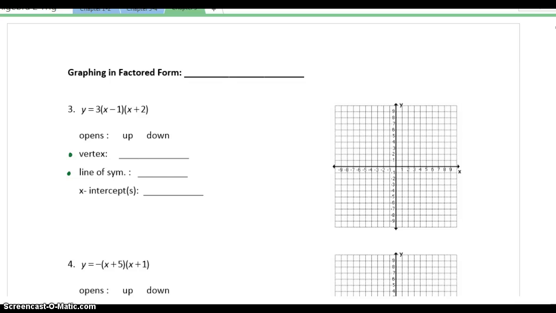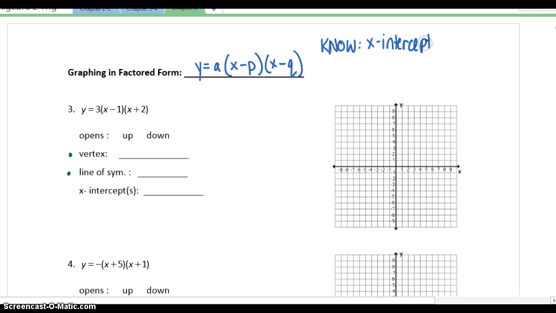To graph in factored form is y equals a times x minus p times x minus q. Alright, when we have a quadratic in factored form, that means we are going to know our x-intercepts right off the bat. But, kind of opposite of the last one, we're going to have to use our calculator to find the vertex. Alright, so let's try this number 3. We've got y equals 3 times x minus 1 times x plus 2. Once again, to figure out which way it opens, I look at the number out front. It's positive, so I'm going to open up.